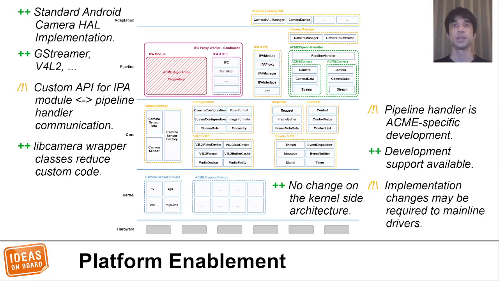As can be seen in the diagram, there are also a bunch of helper classes that should ease the development of pipeline handlers, such as for I/O, configuration, managing camera sensors, and managing V4L2 devices. Vendors also do not have to worry about GStreamer or Android support at all, since the adaptation layer included in libcamera already handles that.